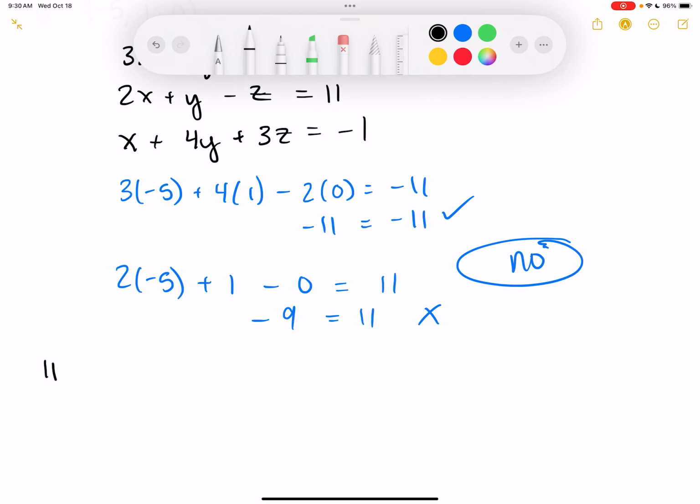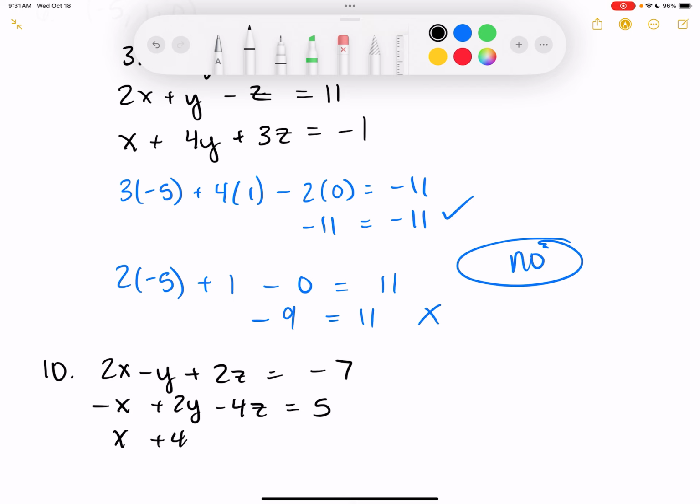So 10 says to use elimination. So 2x minus y plus 2z equals -7. Negative x plus 2y minus 4z equals 5. And x plus 4y minus 6z is equal to -1.